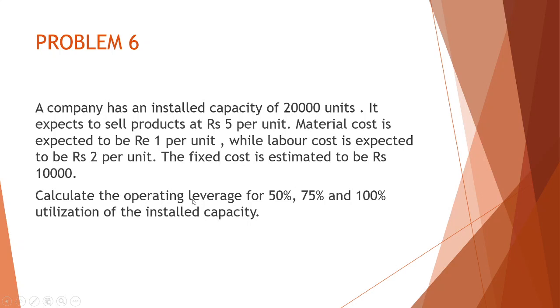To find out the operating leverage, the first step involved is to prepare the statement of income. Now, before preparing the statement of income, we need to know the number of units produced at 50%, at 75% and 100%. 100% is 20,000 units. That is the installed capacity. So, we have to first find out the number of units produced at 50% and 75%, and then we'll prepare a statement of income. After the preparation of the statement of income, we'll find out the operating leverage.